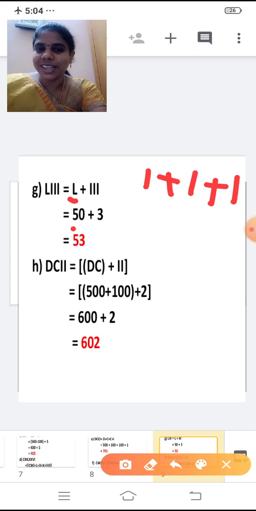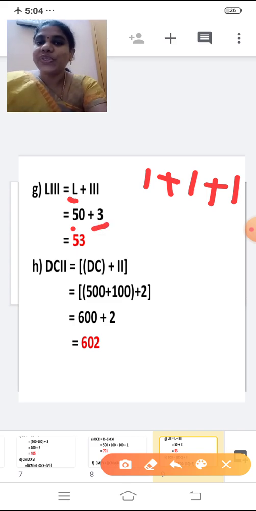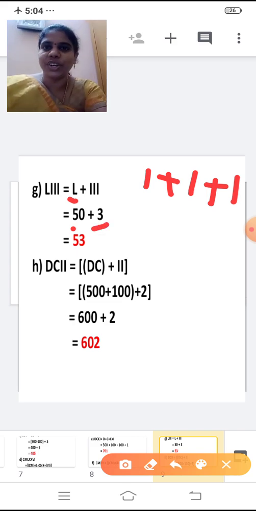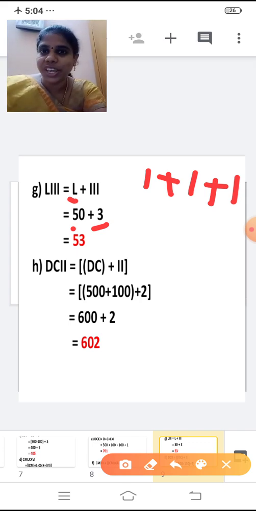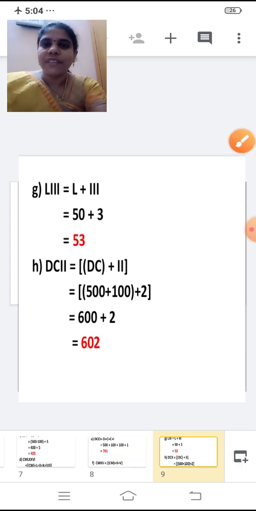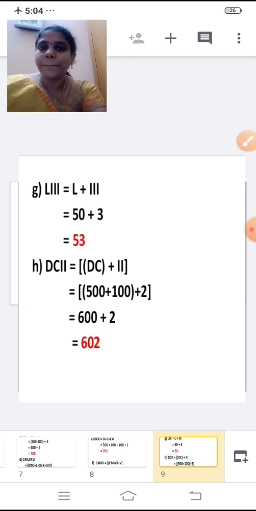Value of I is 1. Again one more I plus 1. Again one more I plus 1. 1 plus 1 plus 1 is 3. Now add and tell me the answer now, children. 50 plus 3. Yes, 53. So value of LIII is 53. So L plus I: value of L is 50 plus I is 3. So 50 plus 3, 53.